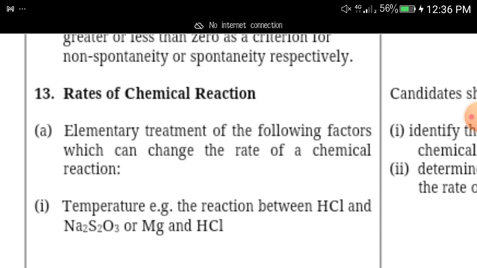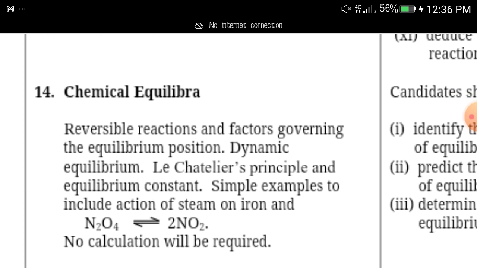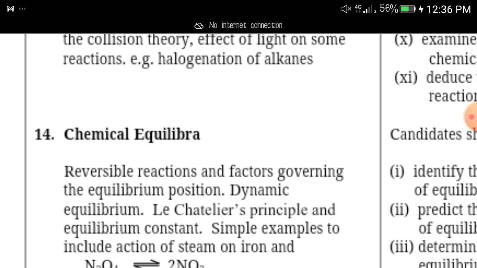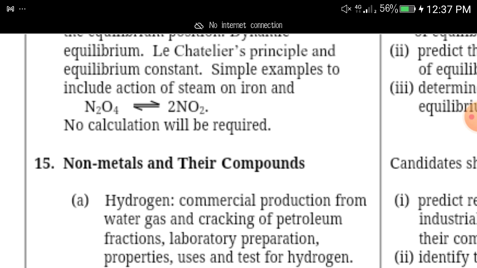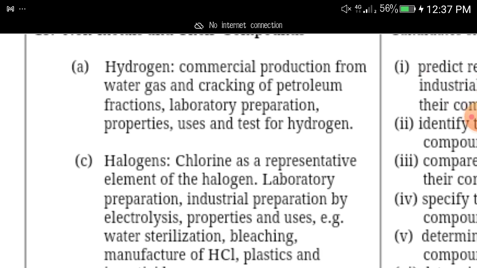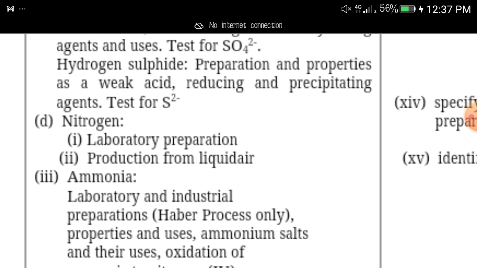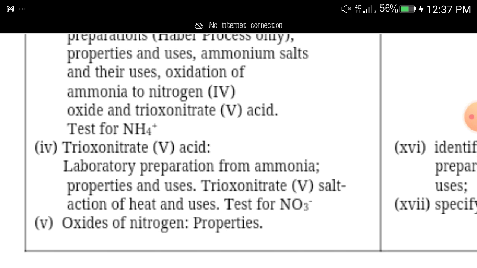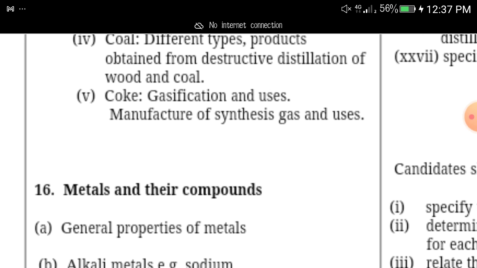Then we have rates of chemical reaction. Then the 14th topic is chemical equilibria. Those are the topics, scheme of work, area of concentration for your JAMB this year. The 15th topic is non-metals and their compounds. When you get this material, you'll be able to look at them in depth.